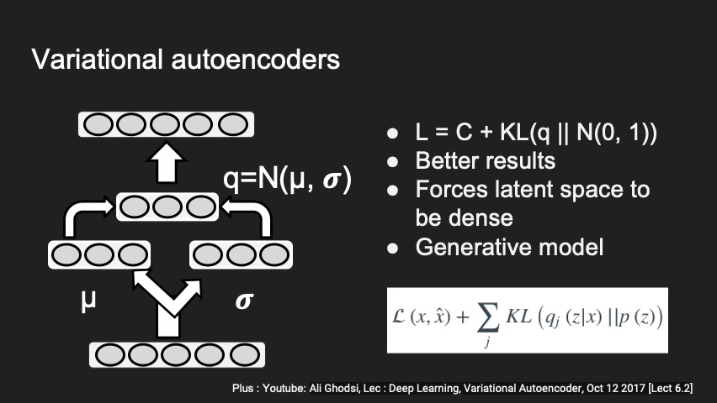The addition of this term forces the network to learn a latent representation distribution that is very close to the reference distribution. This improves the reconstruction quality and also the latent representation, which is made more compact and easier to analyze. Finally, this also allows VAEs to be used as generative models.